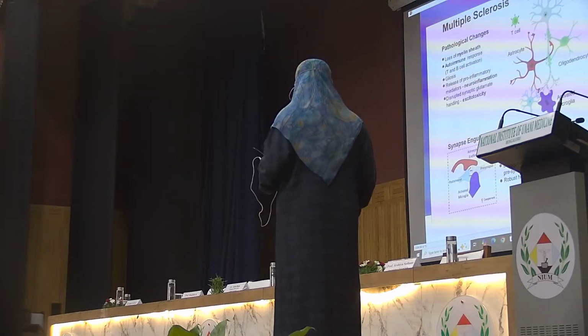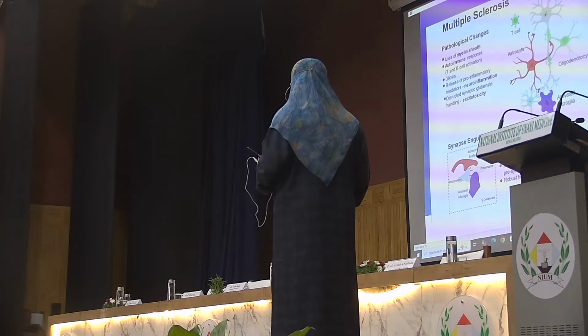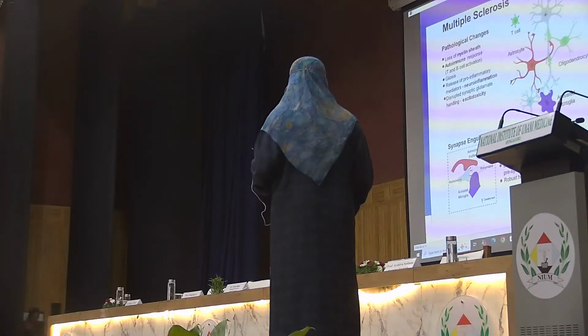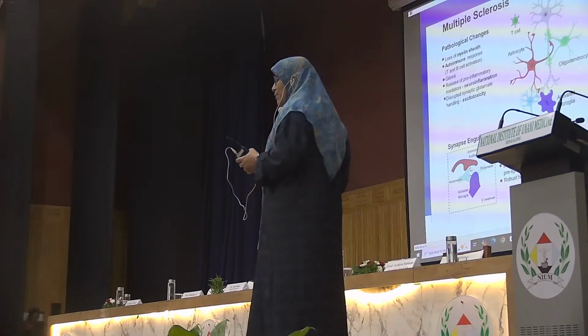So what are the pathological changes? There is loss of myelin sheath. This is an autoimmune disease, with release of pro-inflammatory mediators which cause neuroinflammation and disrupt synaptic glutamate, causing excitotoxicity. So we can see these are the symptoms which can be seen in multiple sclerosis.